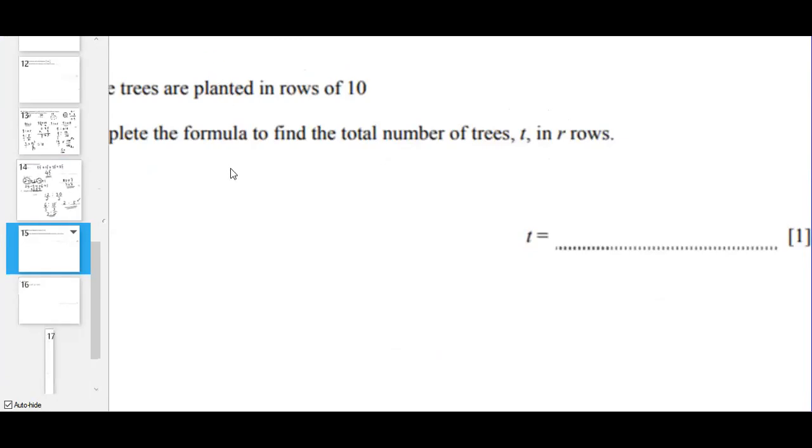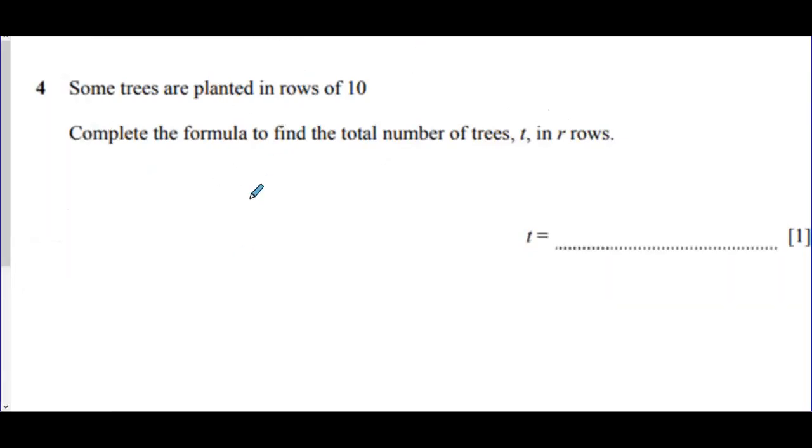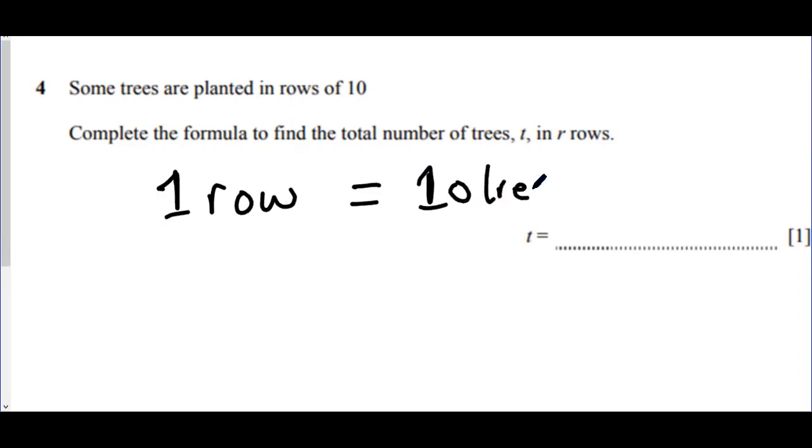The next part is this question here. Now, how do we do this question? Everyone listen. This question is coming from the topic we call algebra, and it is on the part we call constructing formulas. Okay, so we have a question there. This question says that some trees are planted in rows of 10. When they say in rows of 10, it means one row equals 10 trees. That is what it means.